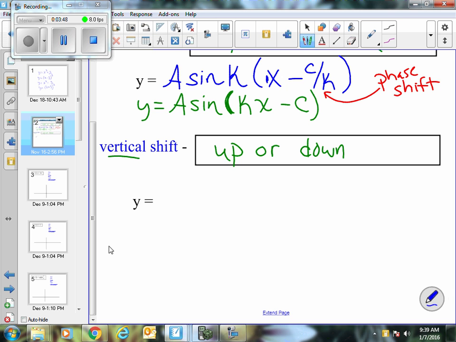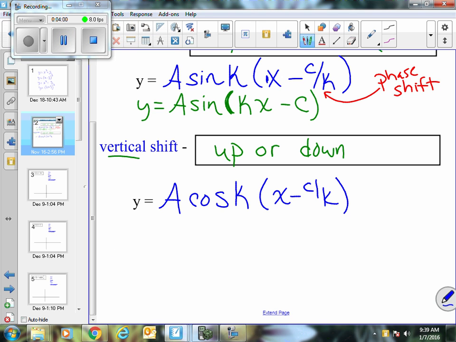So for this one, I'm going to go ahead and write it with a cosine function. You would still have amplitude. It could be sine or cosine, I'm just choosing to use cosine. We're still going to have the k, and maybe you have an x minus c over k. Maybe you have a phase shift, but the part that's new now is at the end, or it could be at the beginning. They could do h plus, and then the value of the function is our up, down, our vertical shift. So this plus h, that's your vertical shift.